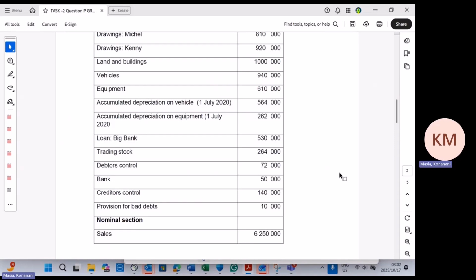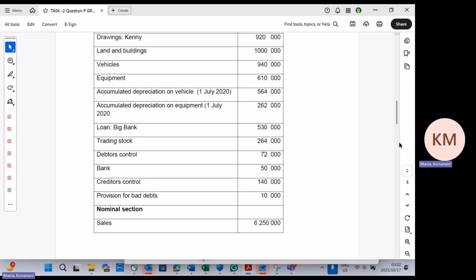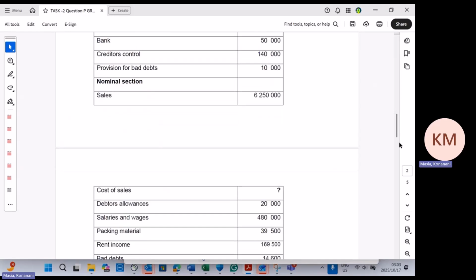Okay, now let's start. Remember, the question again is to prepare the income statement. As we know, you need to understand the format of answering the income statement: sales minus cost of sales equals gross profit. Okay, now what am I given here? I'm given the sales of 6,250,000, but I've been told that cost of sales is a question mark. It means it's unknown.